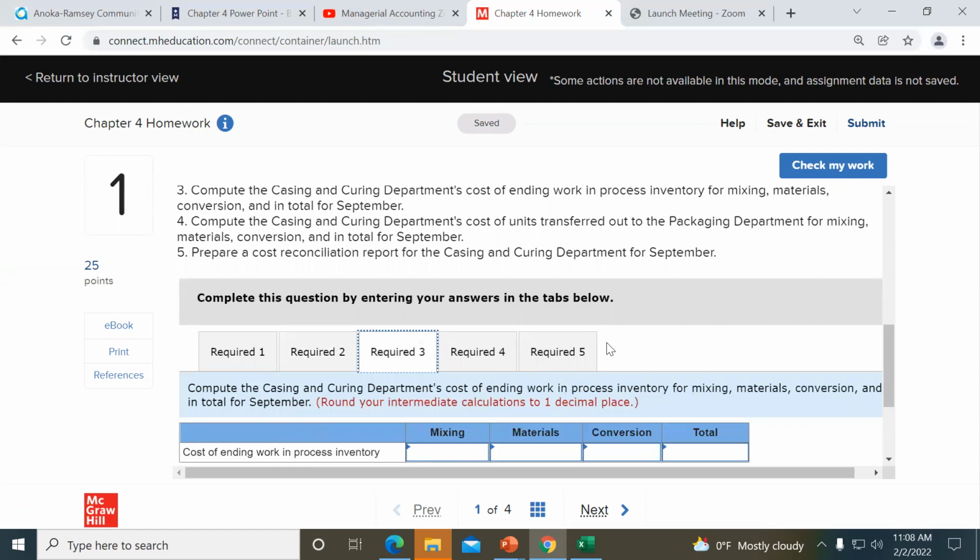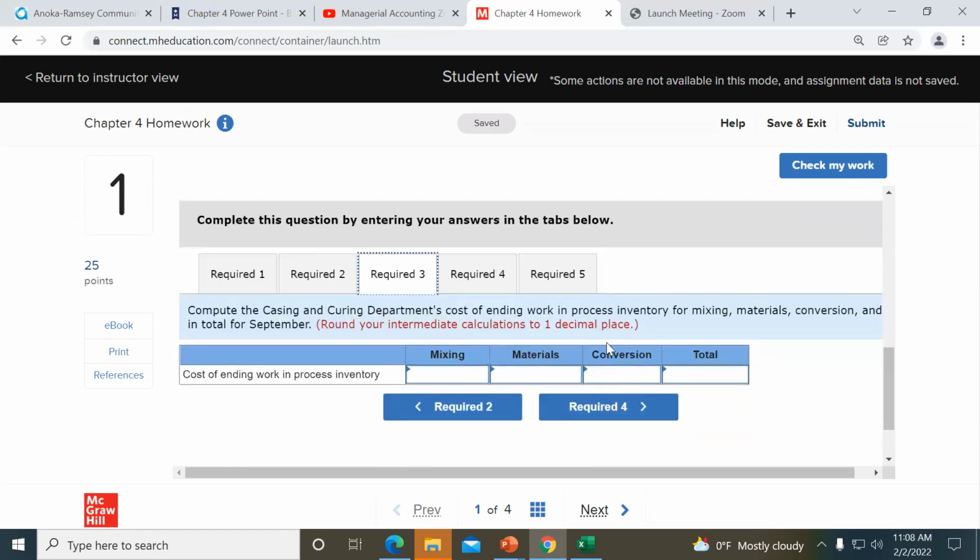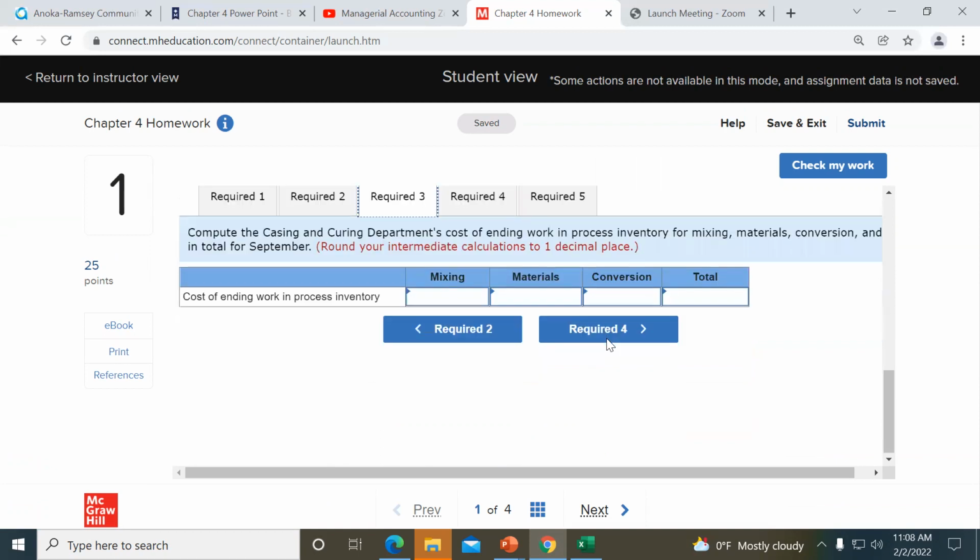Next, it asks us, compute the casing and curing department's cost of ending work in process inventory for mixing, materials, and conversion, and in total for September. Okay. So how are we going to figure that out?